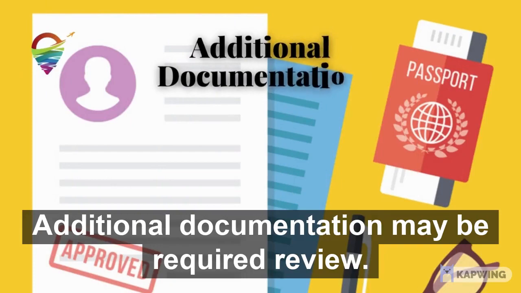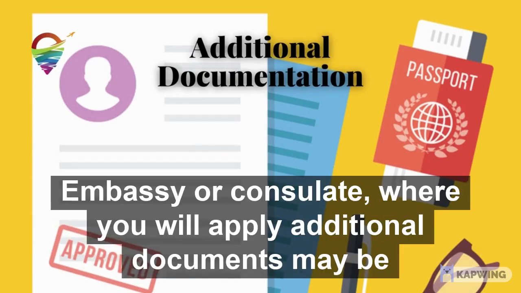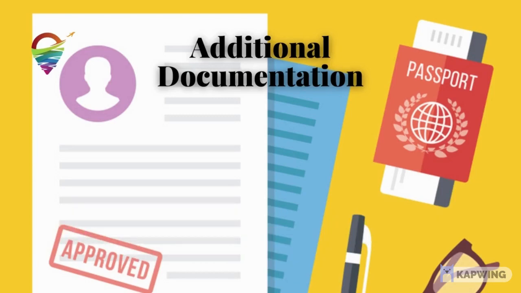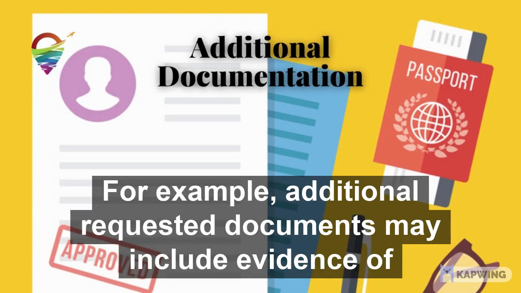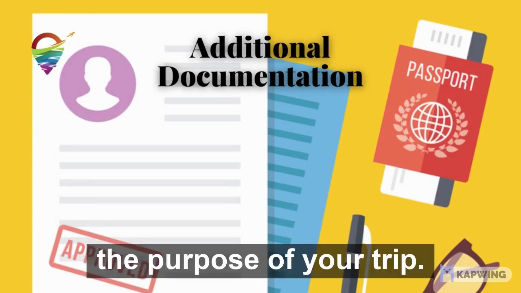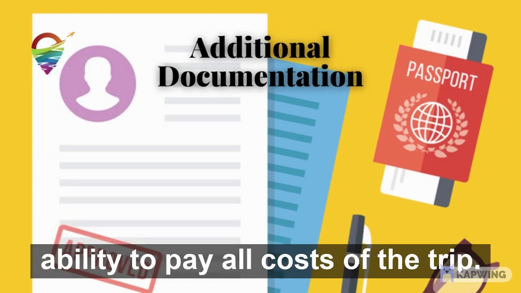Additional documentation may be required. Review the instructions for how to apply for a visa on the website of the U.S. Embassy or consulate where you will apply. Additional documents may be requested to establish if you are qualified. For example, additional requested documents may include evidence of the purpose of your trip, your intent to depart the United States after your trip, and/or your ability to pay all costs of the trip.